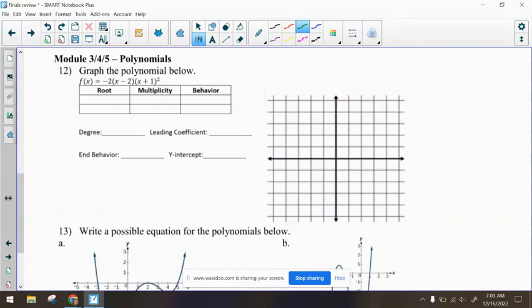Now that we're in module 3, 4, 5, we're probably going to notice that a lot of these questions seem a lot more familiar in comparison because it was pretty recent. So this first one, we're going to sketch in that graph. So the first thing that we have to identify are the roots and then how they behave. So I have two roots in this polynomial. They come from that set and that set of parentheses.